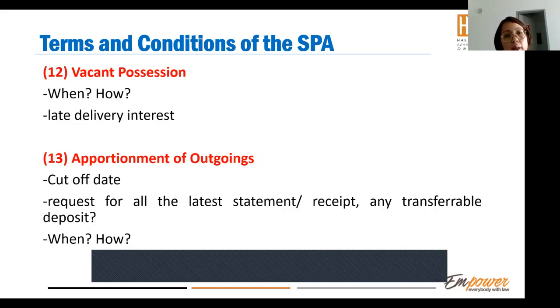If a property is sold together with the tenancy, there won't be any physical delivery of vacant possession. We will call it deemed delivery of possession. We still call it vacant possession because it's a legal possession, deemed delivery of legal possession.